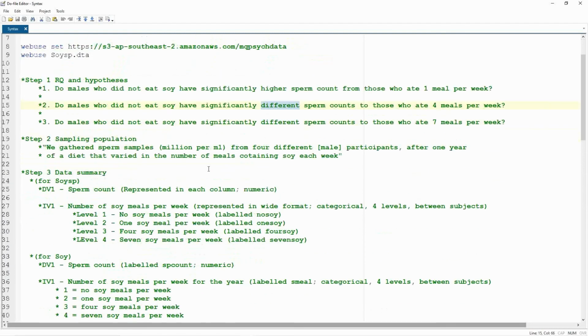Moving on, now that we've talked about our hypotheses and the design, we need to consider our sampling population. Now this is taken straight from the guide that you guys have. And it states that we gathered sperm samples, measured in millions per milliliter, from 4 different male participants, after 1 year of a diet that varied in the number of meals containing soy each week. That should have an N in it.